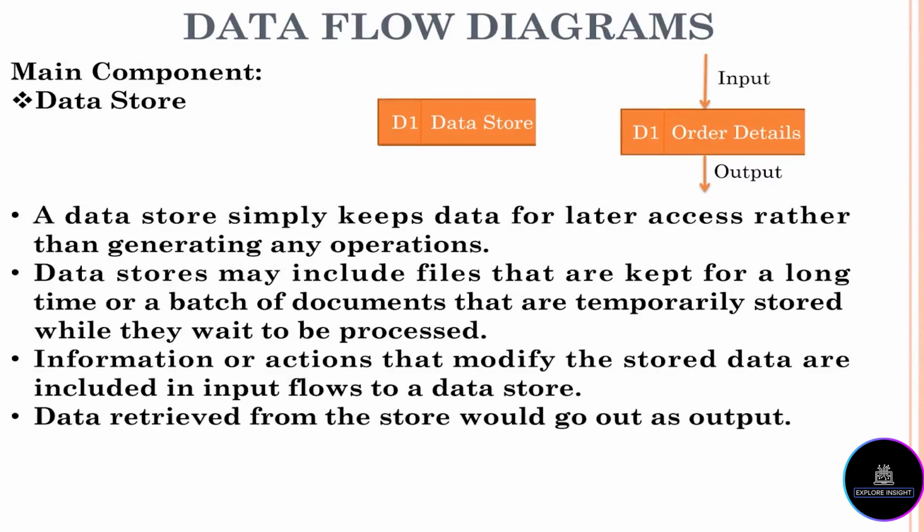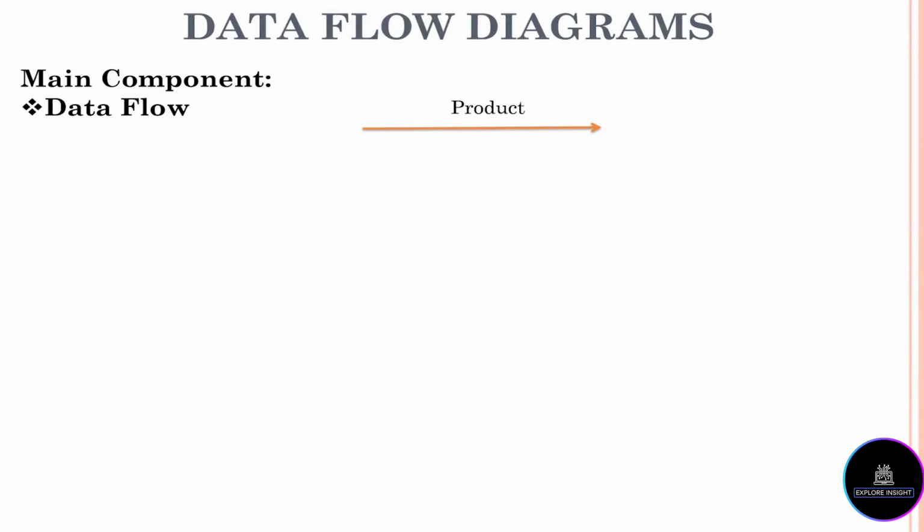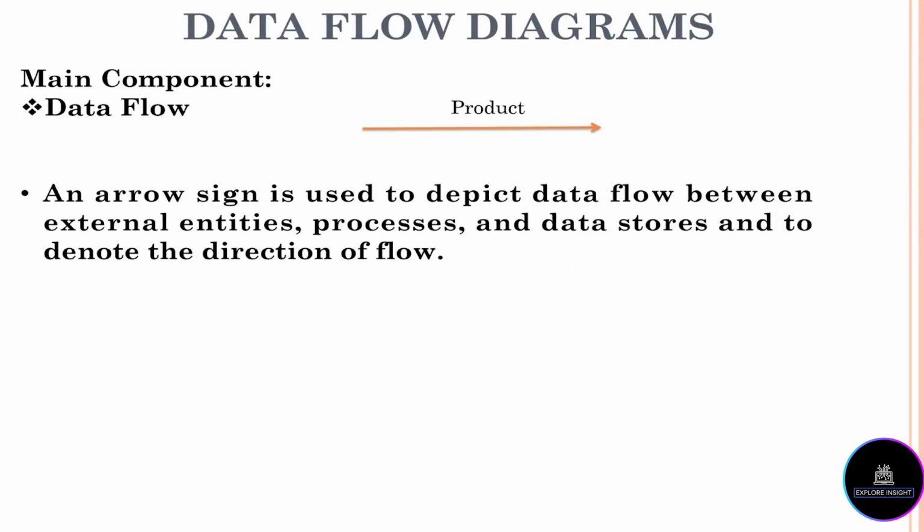Next is the data flow component. The data flow component is represented as an arrow. This arrow sign is used to depict the data flow between external entities, processes, and data stores, and to also denote the direction of flow. This information may be spoken, written, or electronic.